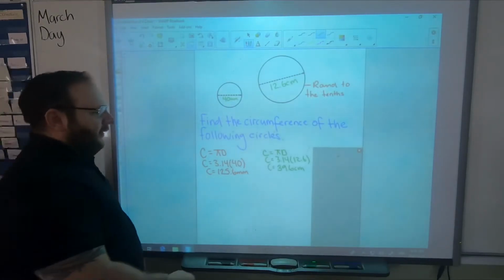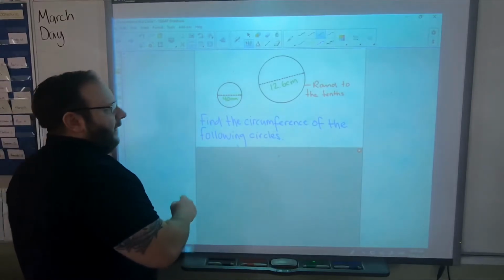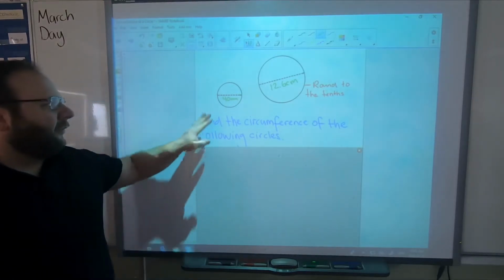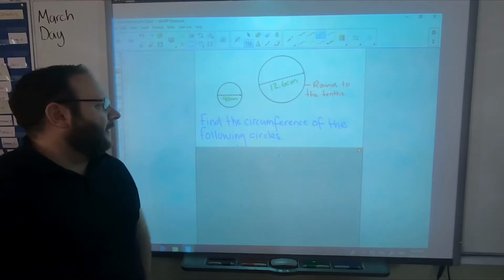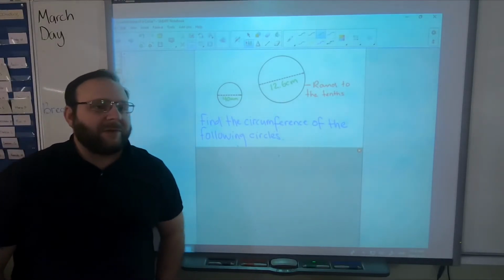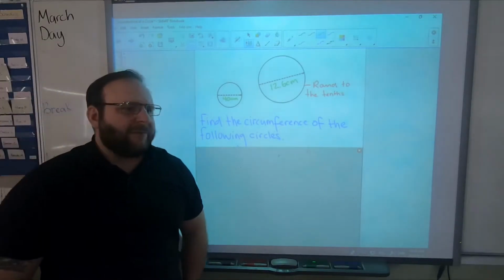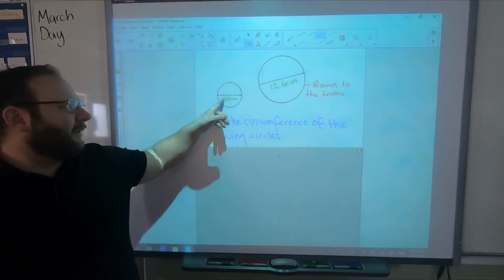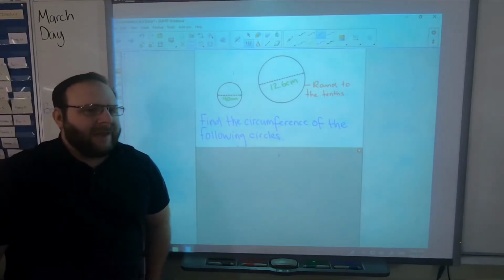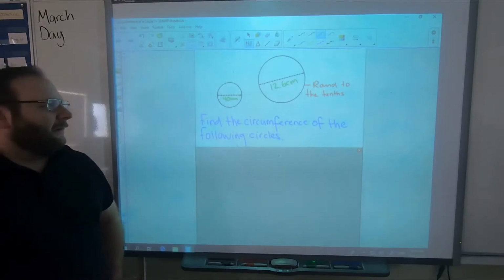Let's try a couple more here, and I'd like you to try a couple of these on your own. So here's the first circle, and 40 millimeters is our diameter. If you could copy that one down, I want you to try this one in your notebook. Find the circumference of that circle if the diameter is 40 millimeters.